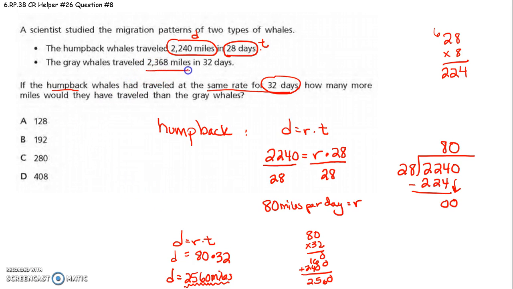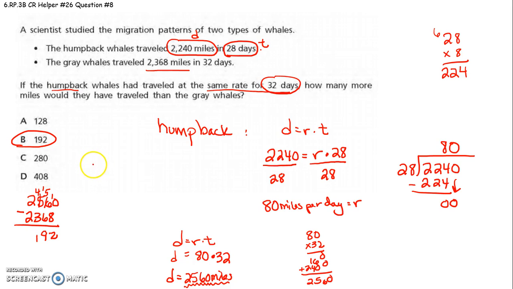The gray whale traveled 2,368 miles in 32 days. So to find out how many more miles the humpback whale traveled than the gray whale, you just have to subtract. So you take 2,560 and subtract off 2,368. 10 minus 8 is 2. Make that a 5. Make that a 4. Make that a 15. 15 minus 6 is 9. 4 minus 3 is 1. 192 miles more that they will have traveled.